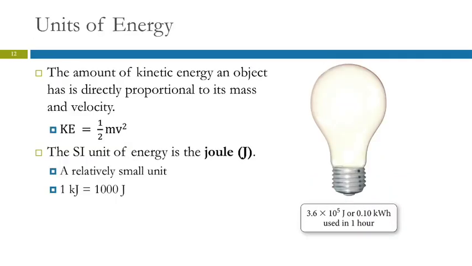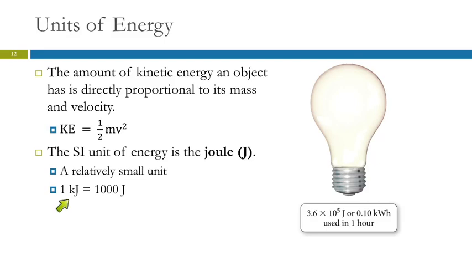The amount of kinetic energy, as we mentioned in Chapter 5, is proportional to the mass and the velocity. So kinetic energy is 1/2 mv squared, the mass times the velocity squared. The SI unit of energy is the joule. This is a funny spelling. Capital J is the unit abbreviation. It's a relatively small unit, and so we often find it useful to talk about things in kilojoules.